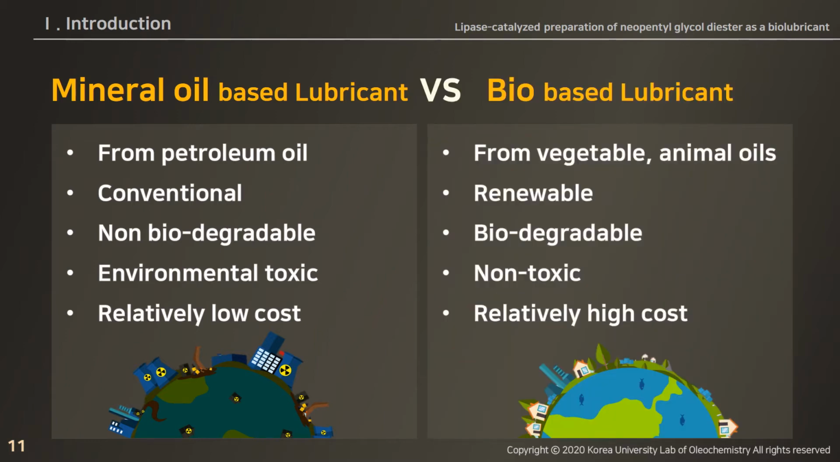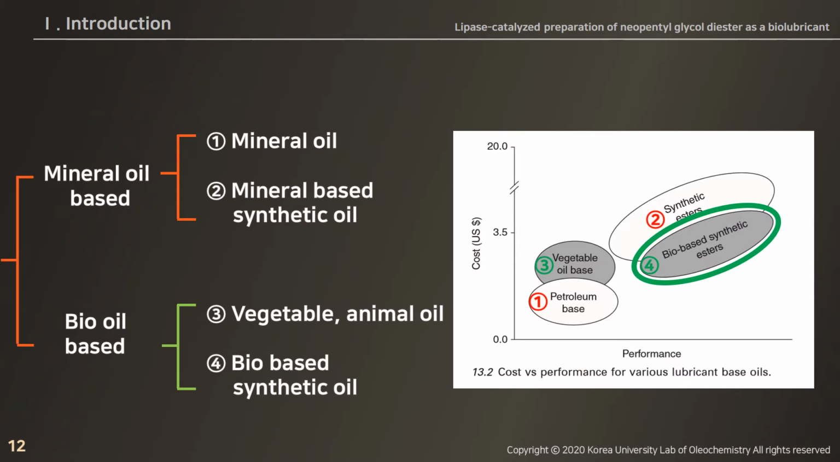So, biolubricants began to be used more to solve these problems. Biolubricant is the term used for lubricants using natural renewable resources like vegetable oils. It is biodegradable and non-toxic. Therefore, interest in biolubricants has recently grown due to the environmental issue. Moreover, bio-based synthetic oils are a good compromise considering performance, cost, and environment.